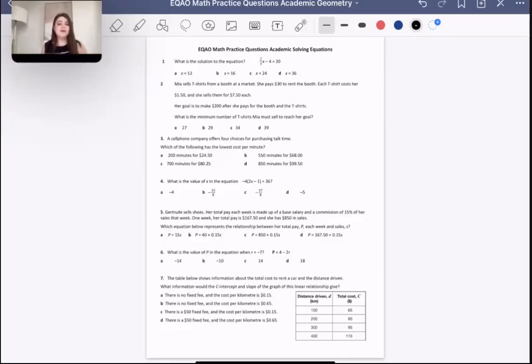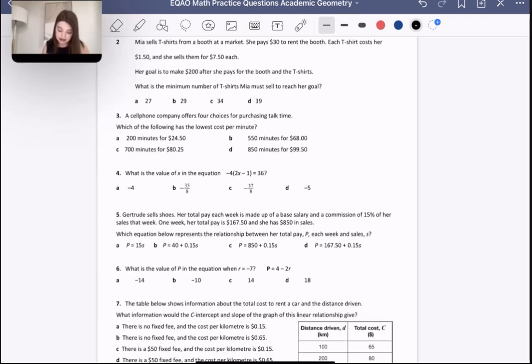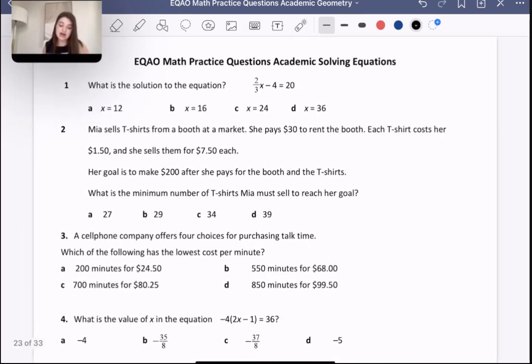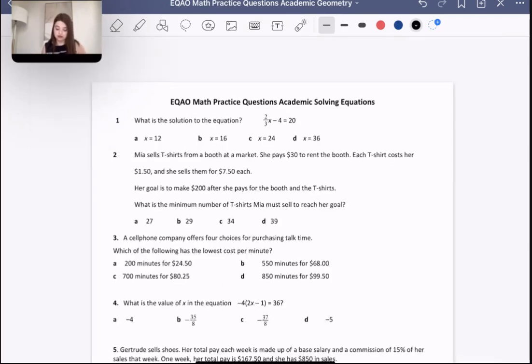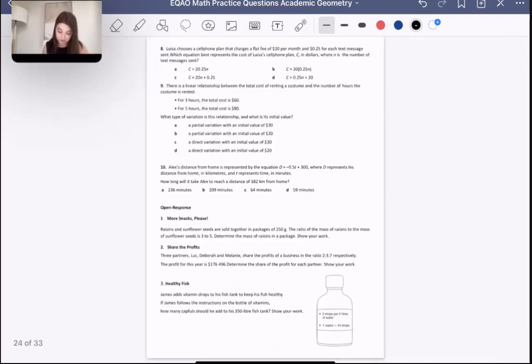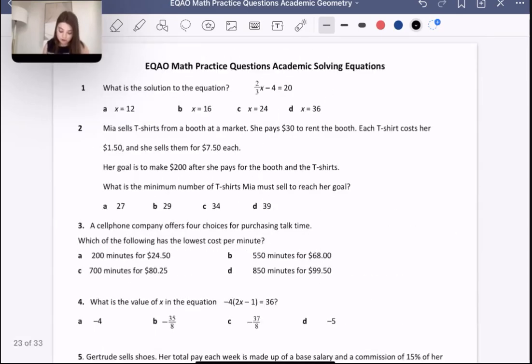Hello, everyone. Welcome back. Today, we are going to go ahead and do our last bit of EQAO, which has to do with solving equations. So, I have some multiple choice here, along with some longer answer type questions, some open response questions as well. So, let's start with our multiple choice.